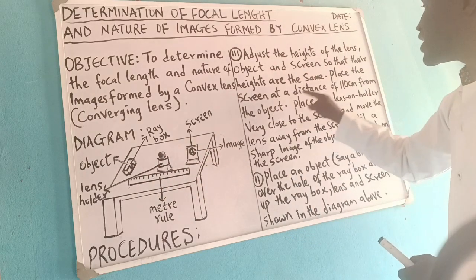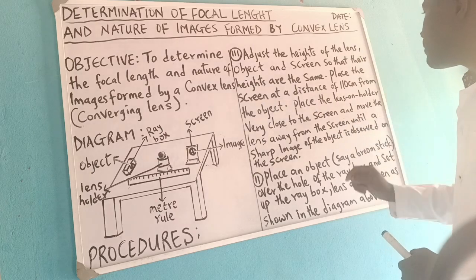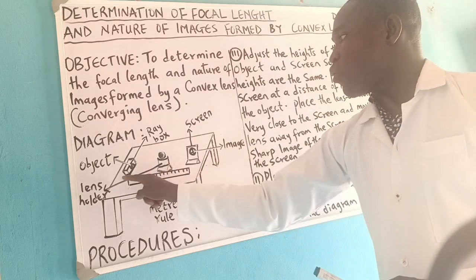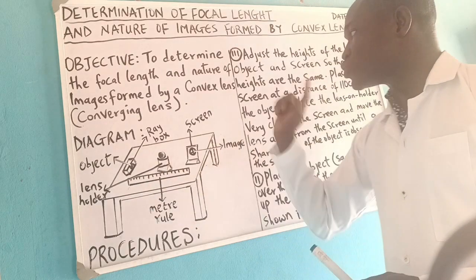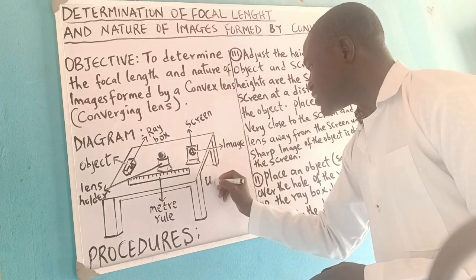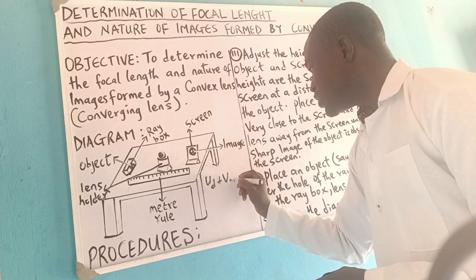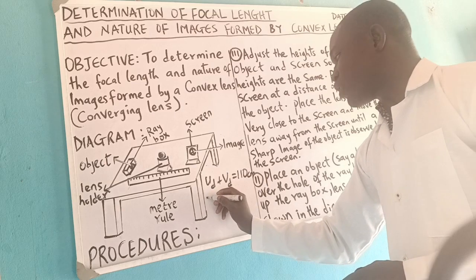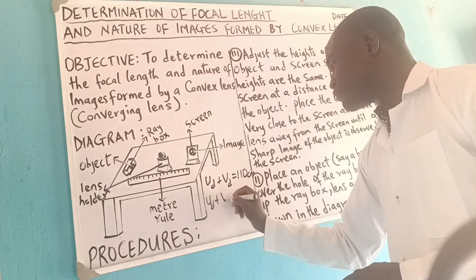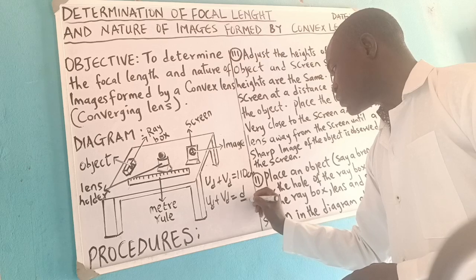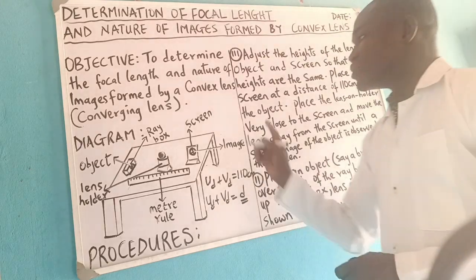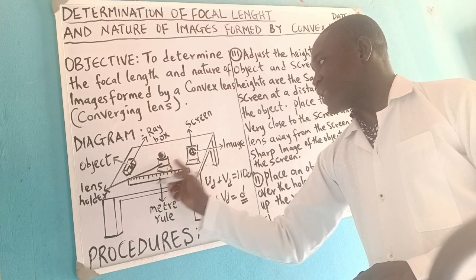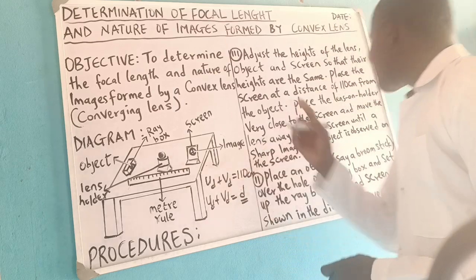Place the screen at a distance of 110 cm from the object. That means the distance from this screen to this object is 110 cm, so the object distance plus the image distance is equal to 110 cm. That means we have gotten a formula here: u plus v equals d, the total distance. Are you getting it? So the object distance from here to the lens, and the image distance from the lens to the screen, all of them is 110 cm.